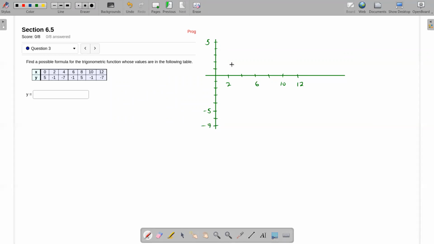And graph paper would help. So I highly recommend graph paper. And then let's plot those points. 0, 5, so we have a point there. 2, -1, point there. 4, -7, so down here-ish. 6, -1, oh, I'm starting to see a pattern here. 8, 5, all right, so we've just done a period. 10, -1, that looks like our midline, huh? 12, -7, we bottom out again.